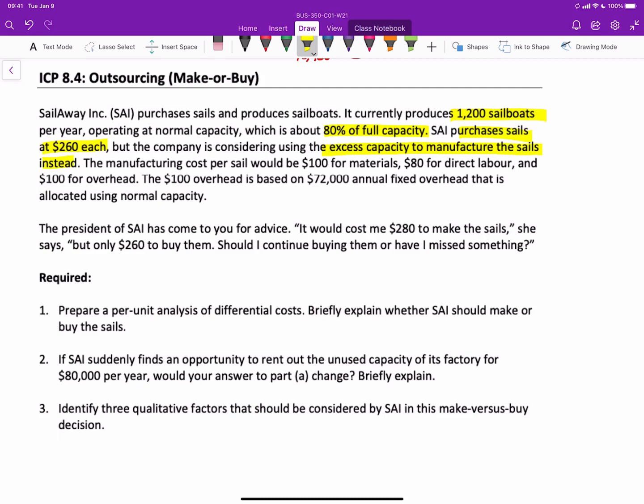The manufacturing cost would be $100 for direct materials, $80 for labor, $100 for overhead, and overhead is based on $72,000 in fixed costs. That's allocated using normal capacity. The president comes to you, the accountant, and says, hey, it would cost me $280 to make the sails, but only $260 if I buy them, so should I continue making them? So our first objective is to prepare a per unit analysis of what we call differential costs and explain whether or not the company should make or buy the sails.